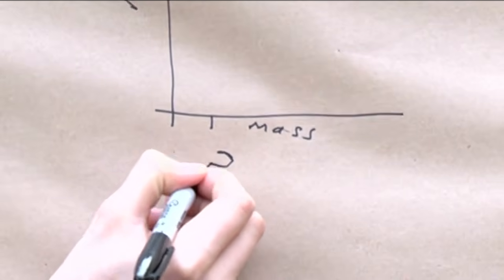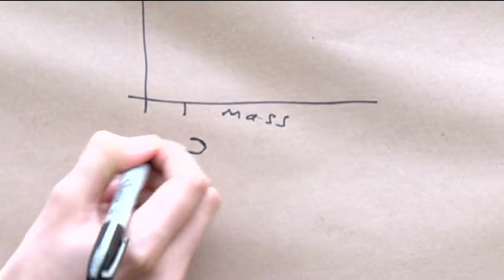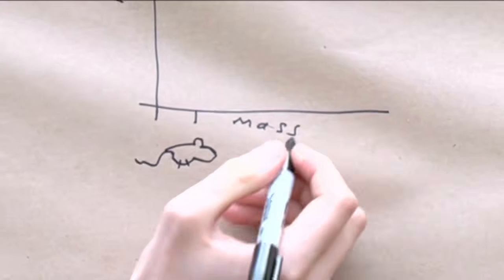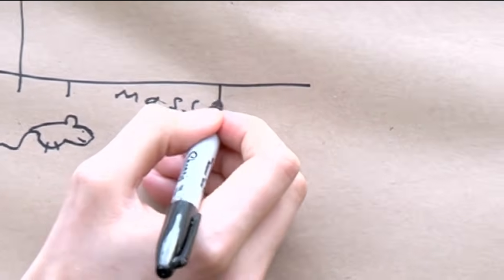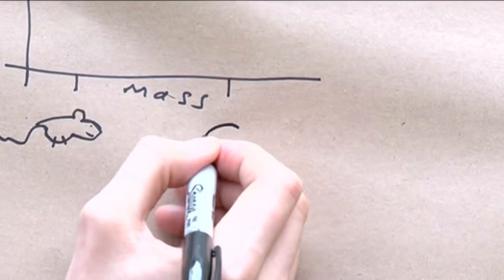Down here we have the mouse, he'll have his little legs there, little ears. Is that a mouse? That's a mouse. That's the worst mouse I've ever seen. Wait till you see my elephant. So somewhere up here, 1,000 times heavier, you'll have an elephant.